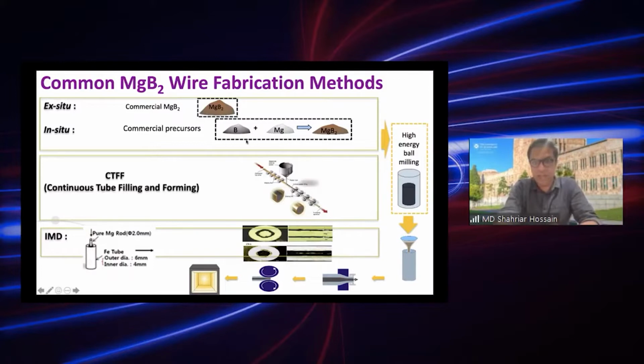In situ, you have all the flexibility to improve, but ex situ, as you see, is already commercial reacted MgB2. With these two, you can do ball milling, then put it into the tube, then the heat treatment, draw it, and then apply the heat treatment.